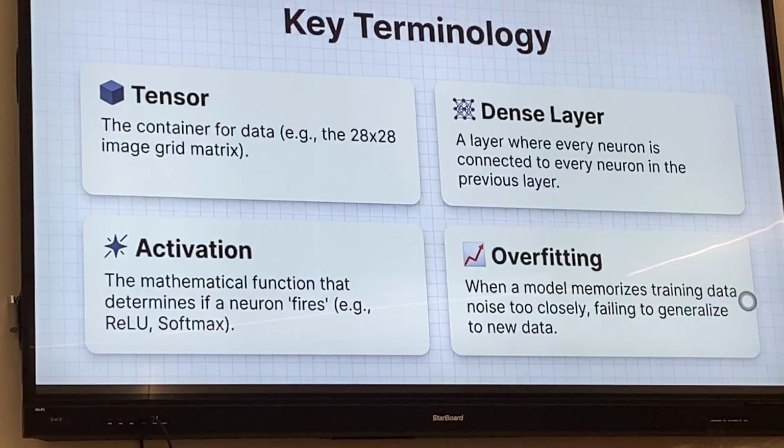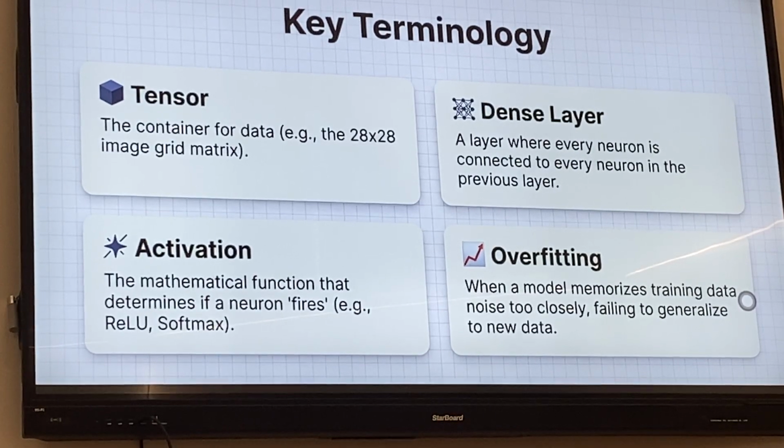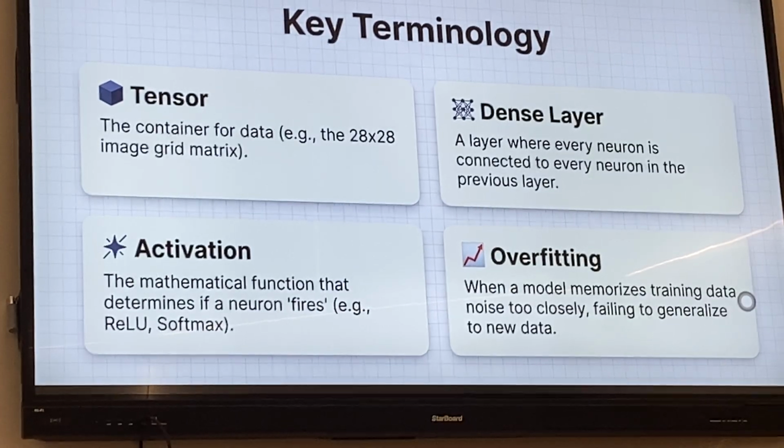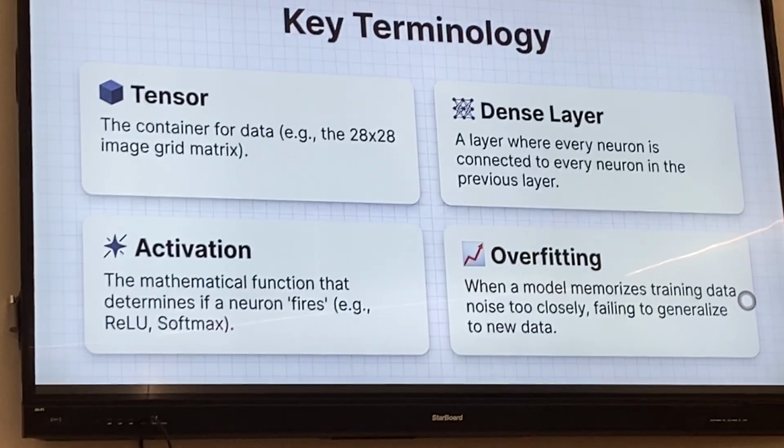I'll skip this. The key terminology that I want us to keep in mind here is that tensors are important. I'm not talking about tensors from a mathematical perspective, but tensors as a way to represent the data. When we are talking about images, we are talking about 28 by 28 two-dimensional arrays. But is this always the case? No. In real-world scenarios, we are not having just 2 dimensions in the data. We have more than 2.